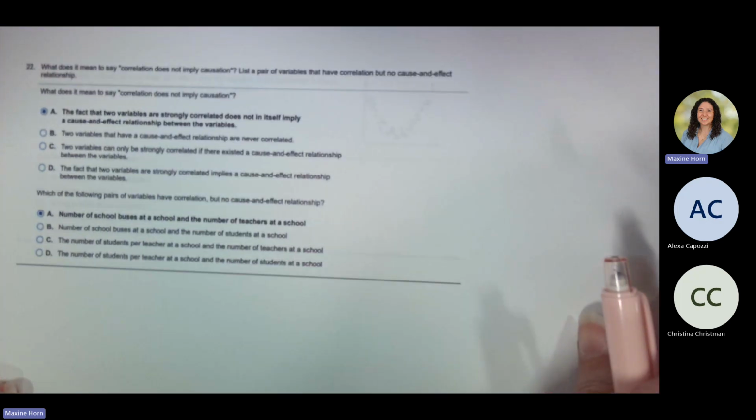What does it mean to say correlation does not imply causation? List a pair of variables that have correlation but no cause and effect relationship. I don't know if you guys know this about me, but my degree is not actually in math. My degree is in psychology. And if they drilled anything into our heads back when I was in college, in every single one of my psychology courses, it was that correlation does not equal causation. Hopefully you have heard that phrase before somewhere. Correlation does not equal causation.